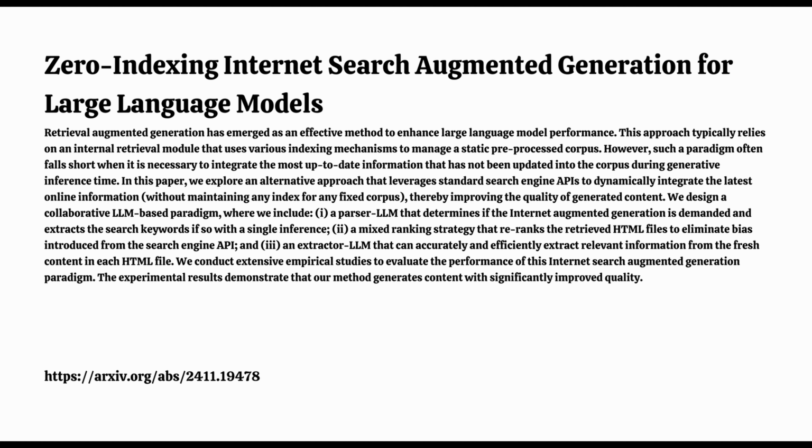We all know search results can be a mess. How do they make sure they're getting the best information, not just the most popular stuff? Great question. That's actually the second big challenge. Even with the perfect keywords, search engine results can be skewed by popularity. To address this, they use a mixed ranking strategy. Mixed ranking strategy. Okay, what does that mean?